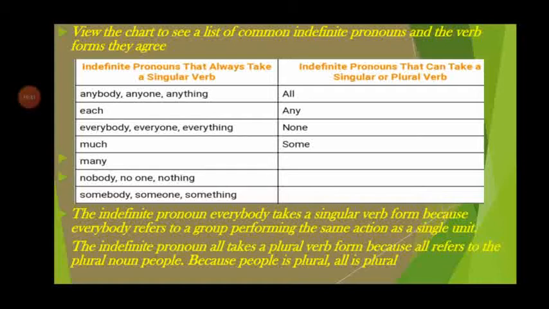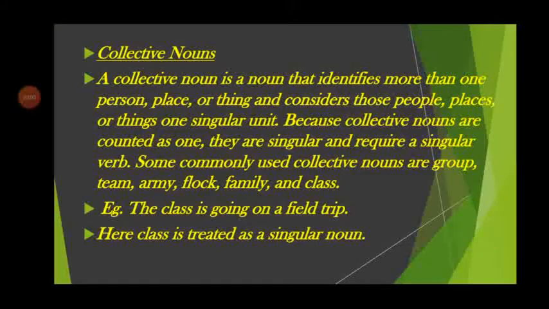The indefinite pronoun everybody takes a singular verb form because everybody refers to a group performing the same action as a single unit. The indefinite pronoun all takes a plural verb because all refers to the plural noun people. Because people is plural and all is also treated as plural.